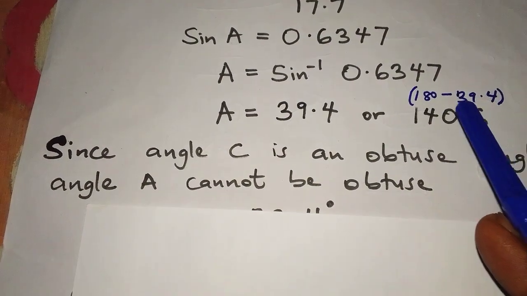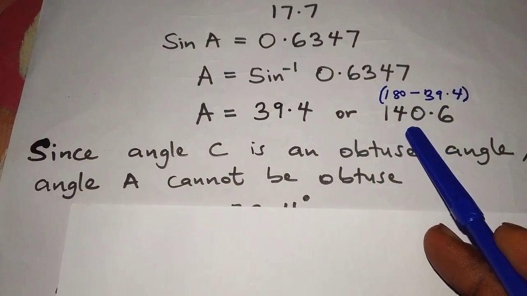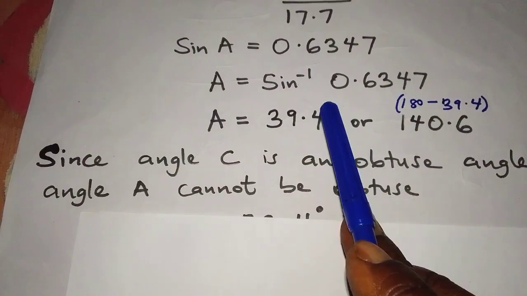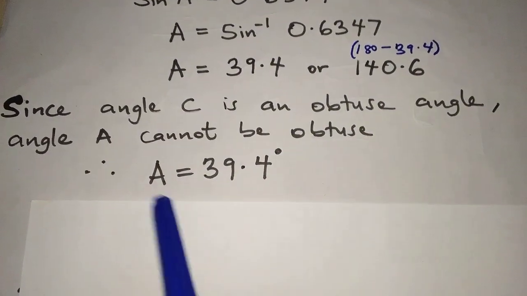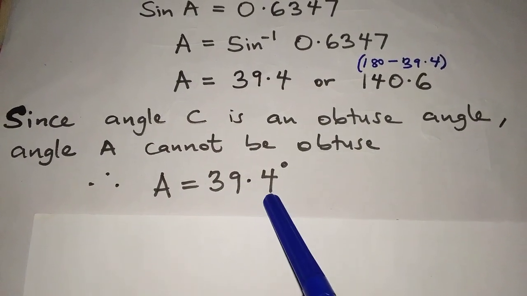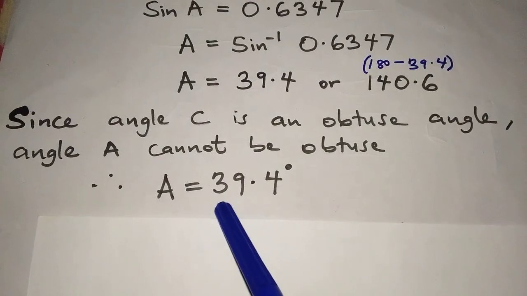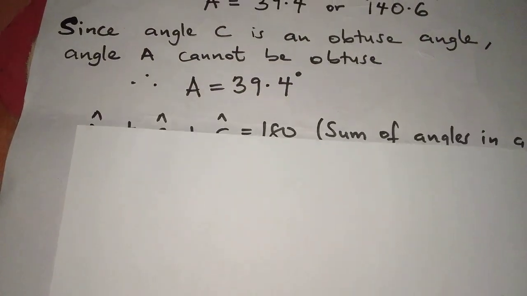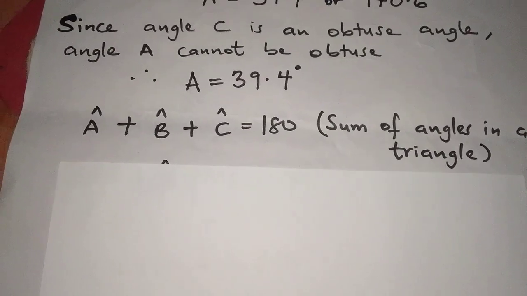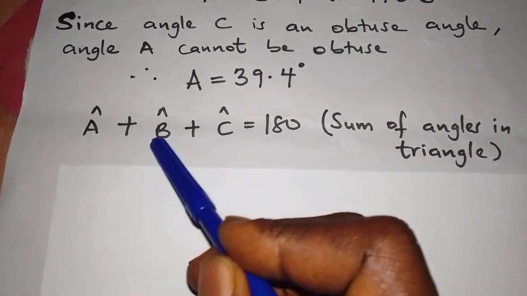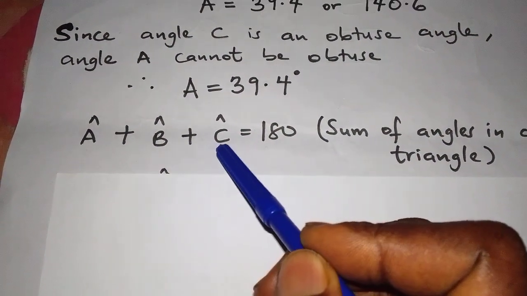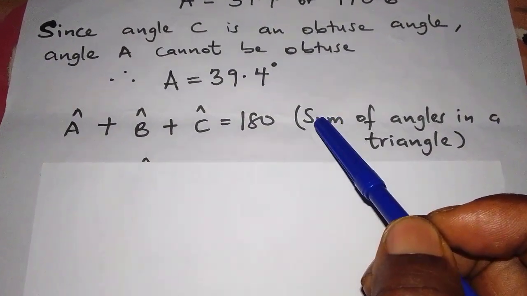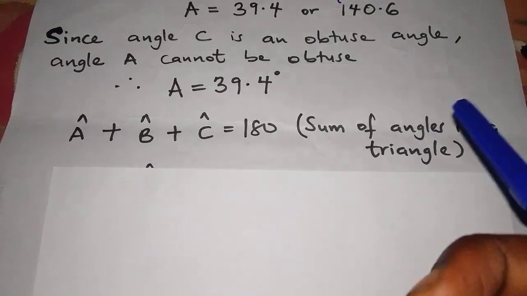And if you add 140 plus 160, it's going to give you more than 180. So because of that, the only applicable answer here is 39.4. So if A is 39.4, the question says we should look for the remaining angles. And if you add angle A plus angle B plus angle C, it should give us 180. Why? Sum of angles in a triangle.